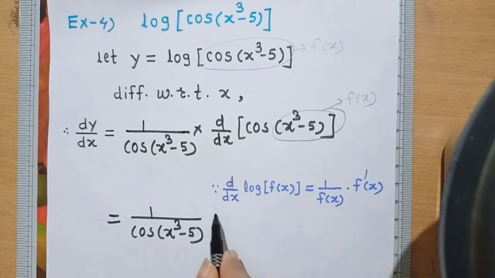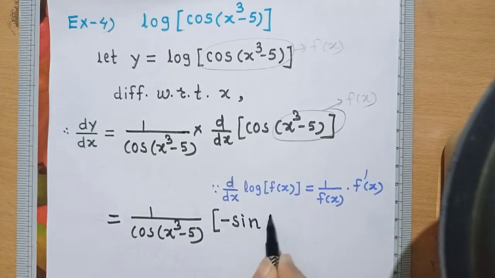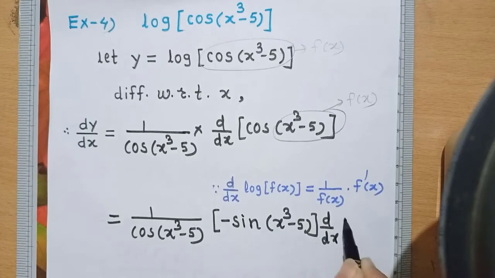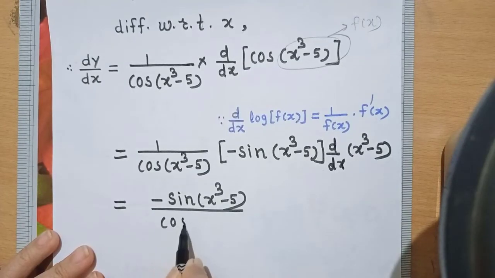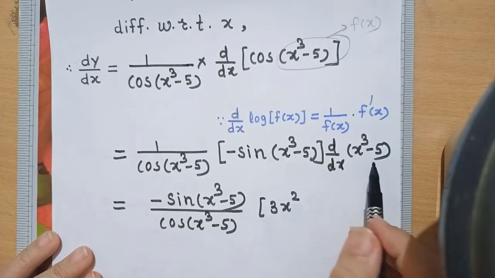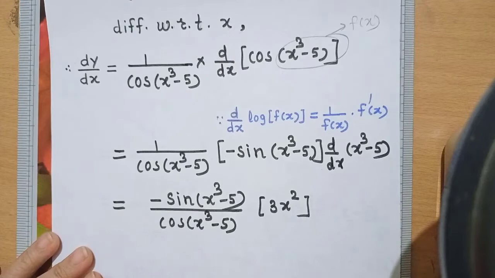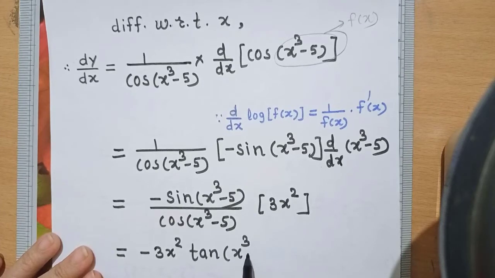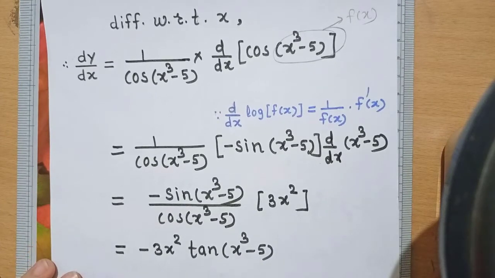Derivative of cos is minus sine, so minus sine of x cube minus 5, and again d by dx of x cube minus 5. So again, here cos of x cube minus 5 as it is, and derivative of x cube is 3x square, and since 5 is constant, its derivative is 0. Now sine upon cos is tan. Move this term here, so minus 3x square tan of x cube minus 5 is the final answer.